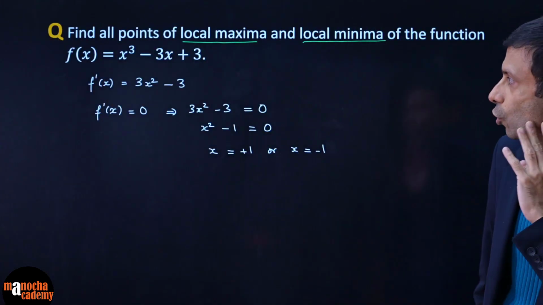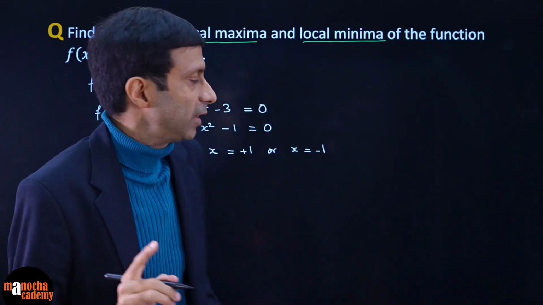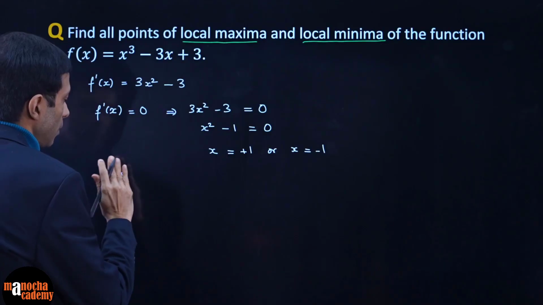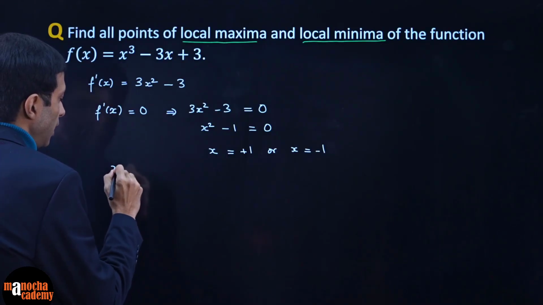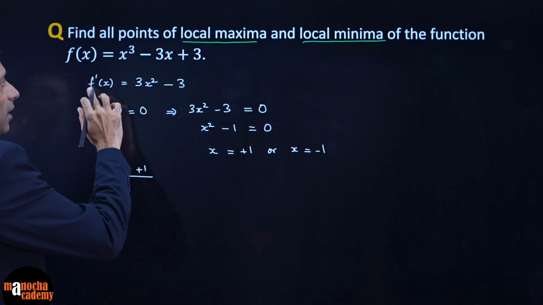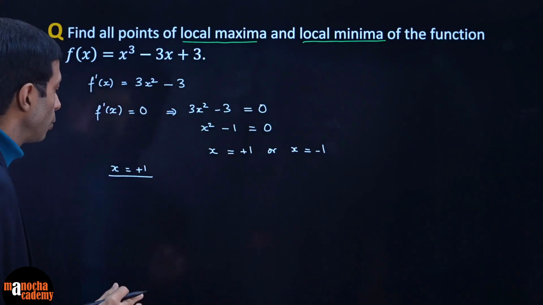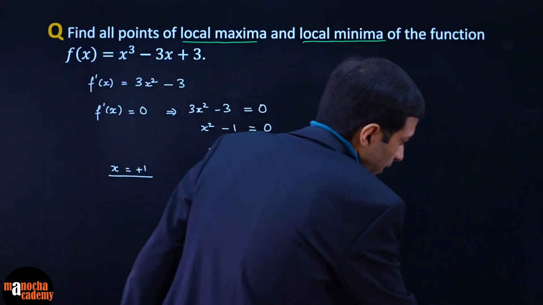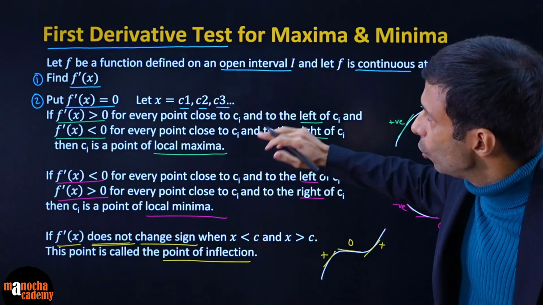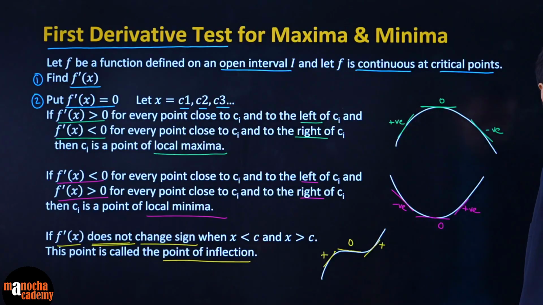Now using these two you have to check. So let's check it, guys. Let's go for case 1, where x is equal to plus 1. It is clear that f dash at 1 is equal to 0. But now what did the test say? It says that you have to look to the left of it and to the right of it, and you have to look not at f x, but at f dash x. So don't work with f x, work with f dash x.